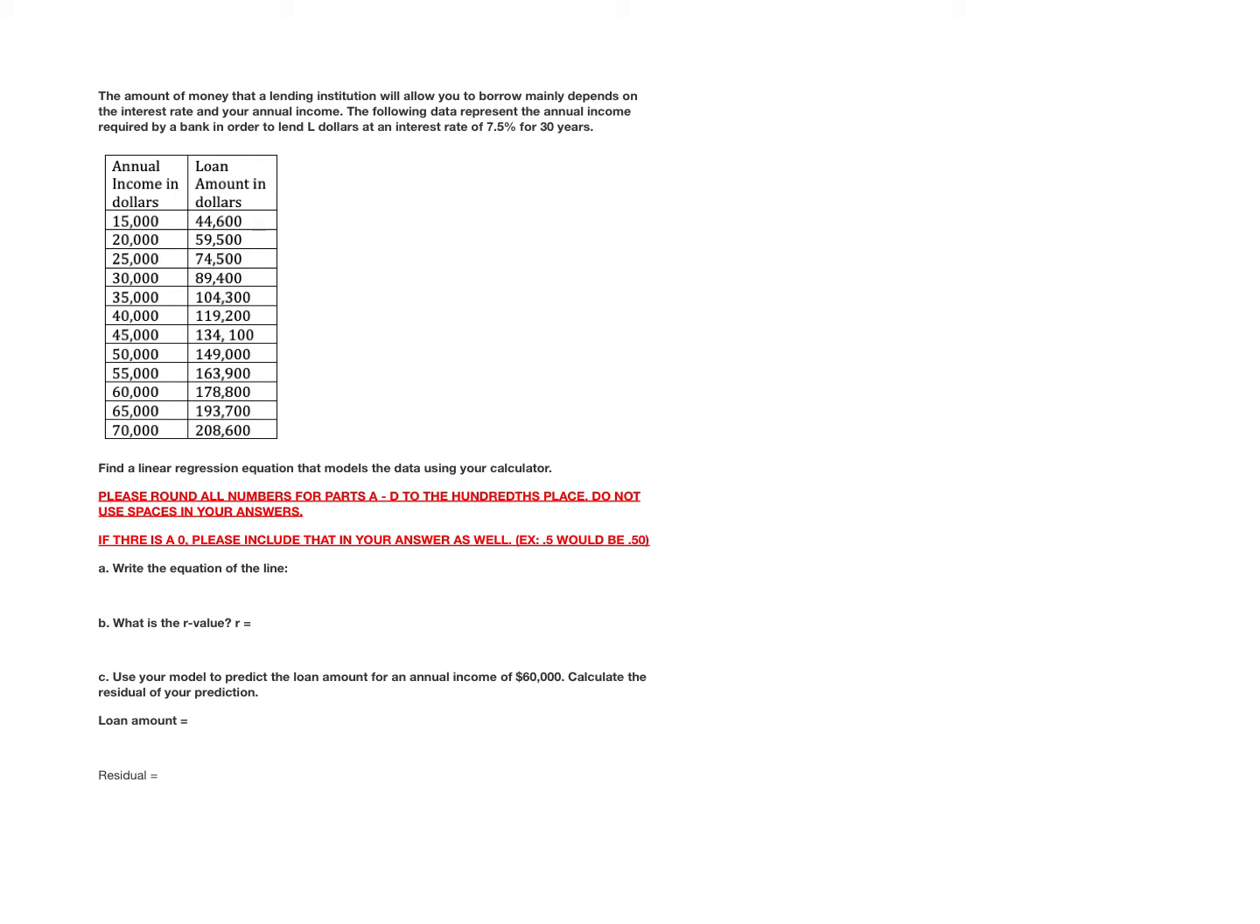So the first thing is your calculator should just give you the equation there. So I just need to write it down. And it's going to be y equals 2.9898x minus 76.12. And make sure that you follow the directions there, rounded to the hundredths place, no spaces, that type of thing.